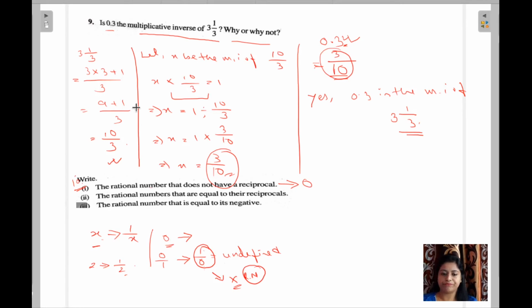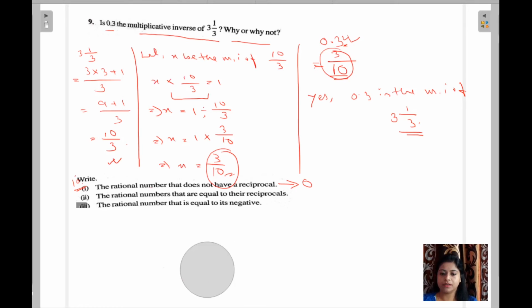Now next is our number 2, the rational numbers that are equal to their reciprocals. Simply, if we take 1, what will be the reciprocal of 1 by 1? See, 1 can be written as 1 by 1. So the reciprocal of 1 by 1 is 1 by 1. That means ultimately both numbers are 1 only. So the first answer is 1.